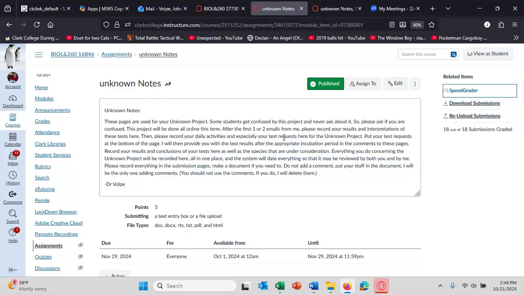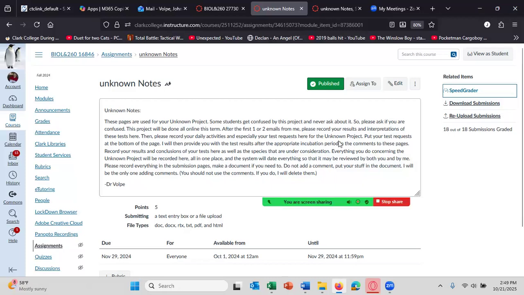And every day, or almost every day, certainly every other day, I will be looking at the unknown notes pages, but I'll only be scanning the end of the document. And then, of course, when I open it up, I'll see the beginning of the document. So if you put your test request someplace in the middle of your unknown notes page, meaning your document, I will not see it when I look for the test requests. And you'll have to wait until I actually go reading through your unknown notes document before I'll find your test request. So put it at the end of the document, and then I'll find it.